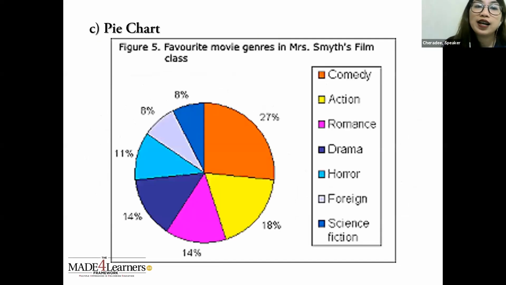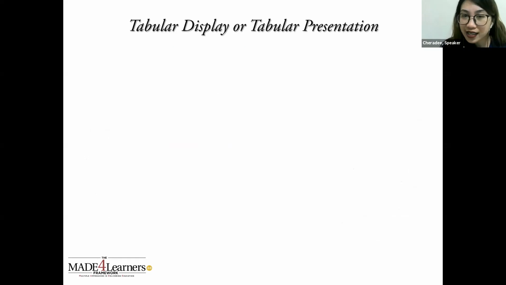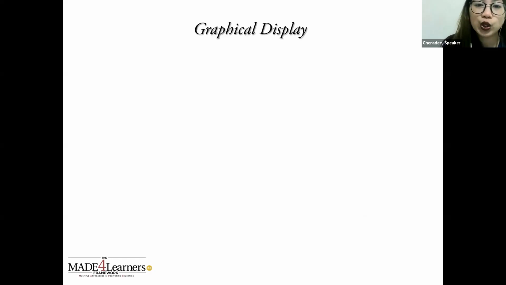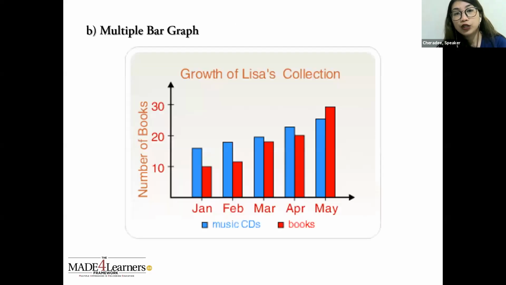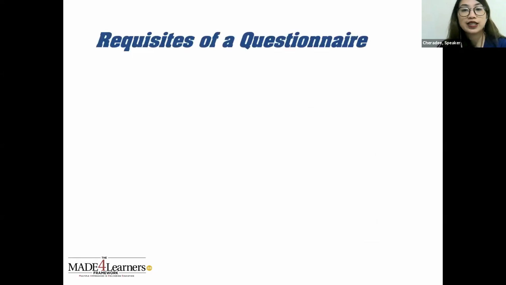Okay, questions so far? So these are the ways to display or present our data, whether it be text or tabular. The easiest and more organized one is the tabular presentation. And sometimes a table can still be further presented into a graphical display, whether it be a bar graph, multiple bar graph, pie chart, line chart, or histogram. Questions? Questions so far?